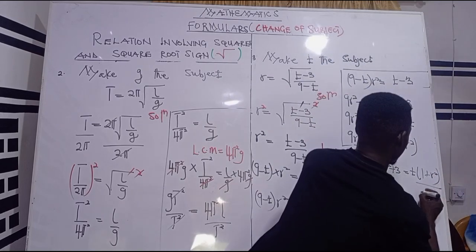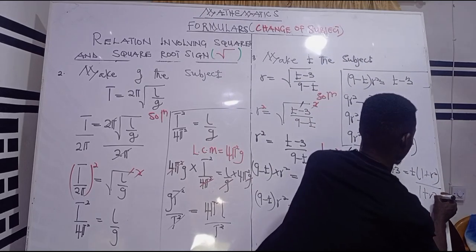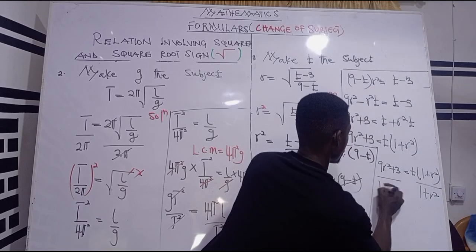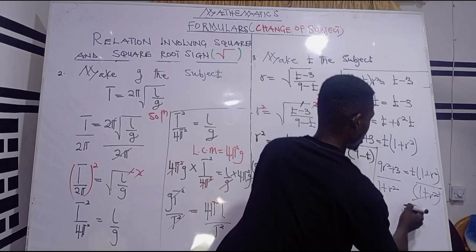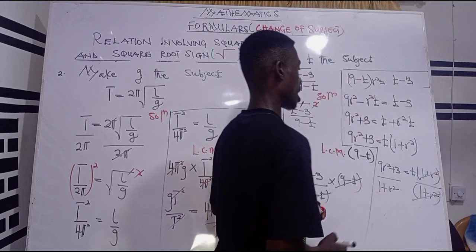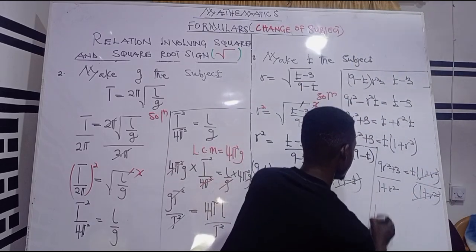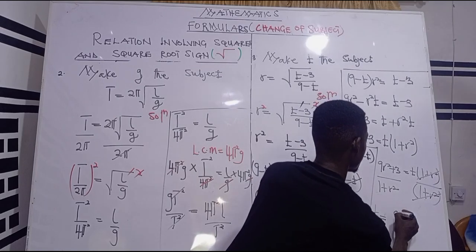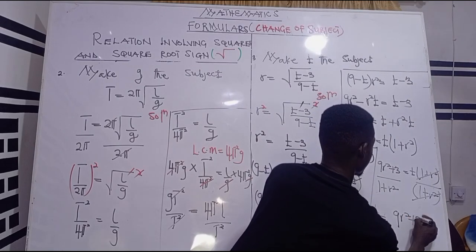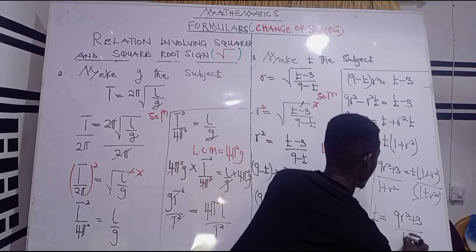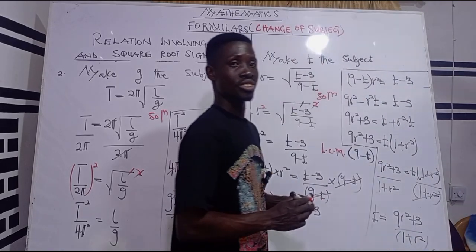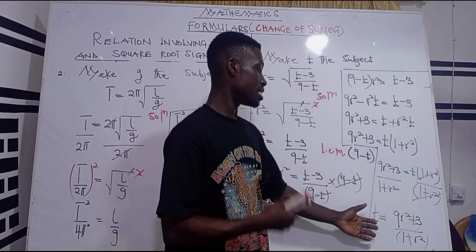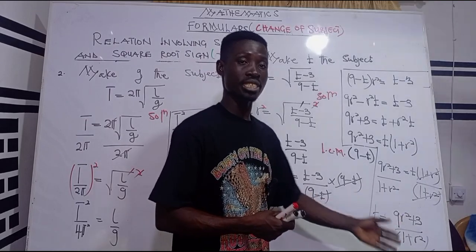So let's divide both sides of the equation by 1 plus r squared. So realize that 1 plus r squared will cancel 1 plus r squared. We are left with t is equal to 9r squared plus 3 all over 1 plus r squared. Very, very simple. Realize that t has been made the subject of the equation.